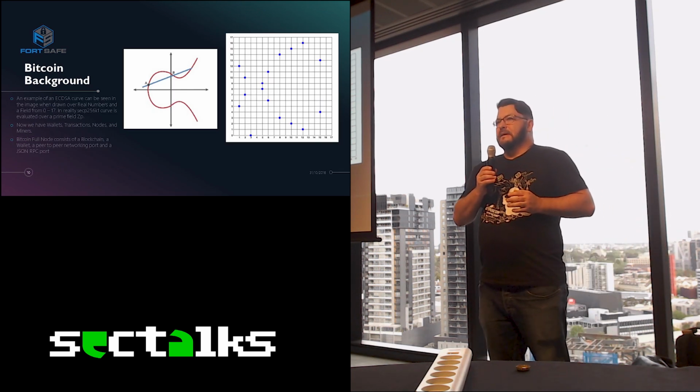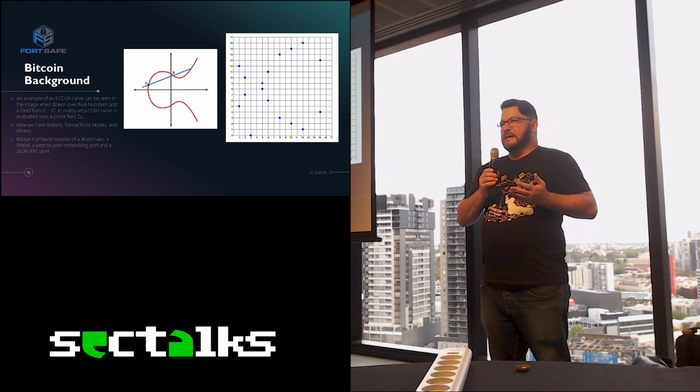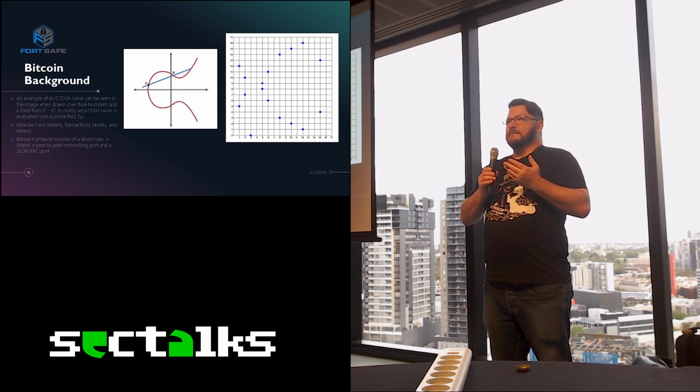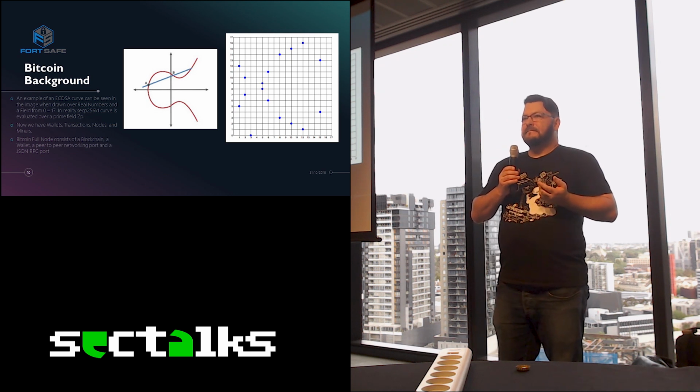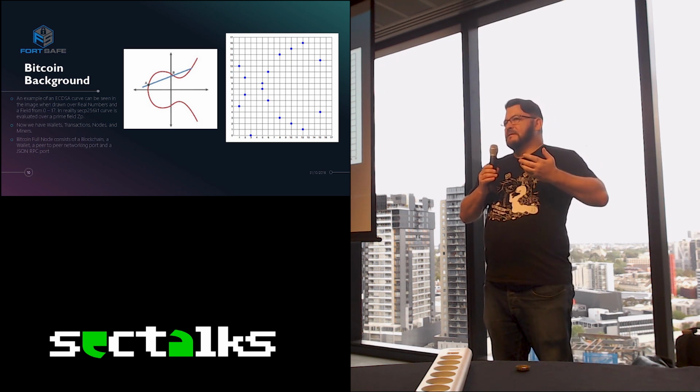So an example of the cryptography: it uses the ECDSA curve, which is secp256k1, and that can be seen in the two diagrams. It's a curve that is evaluated over a prime field Zp. Over real numbers, it looks like the curve on the left, and over a field, over numbers 0 to 17, it looks like that.